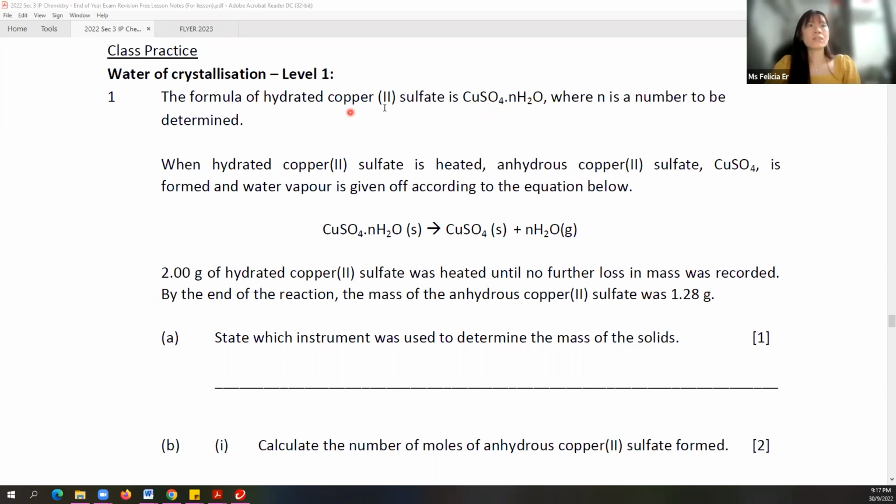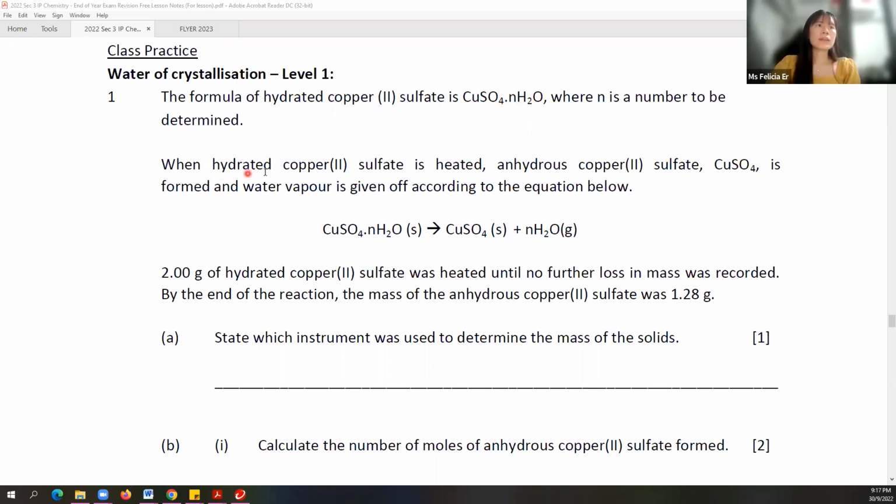Yeah, that's why usually copper 2 sulfate is one of the reactants that we can use to test whether the gas is dry or not. Okay, so they say that the formula of hydrated, that means got water, is this. So N will be a number. It can be 1, 2, 3, 4, or 5.